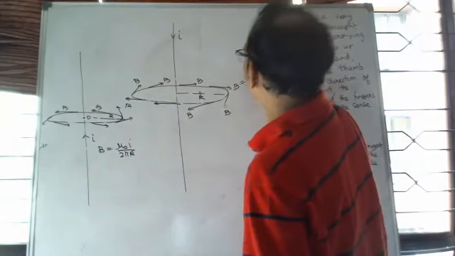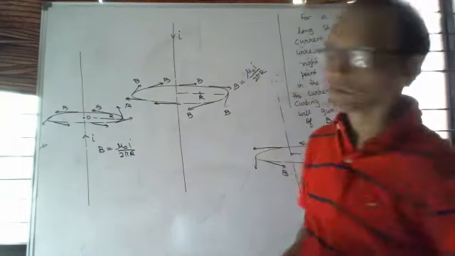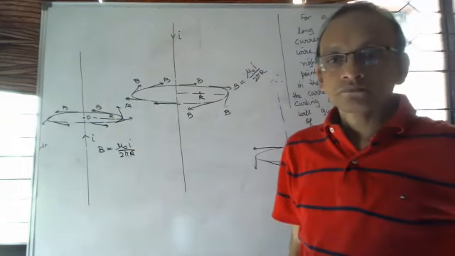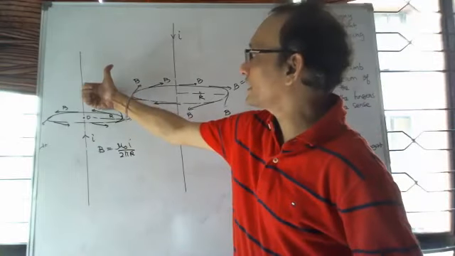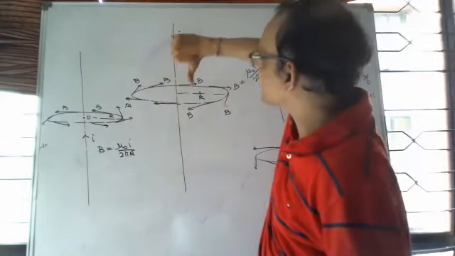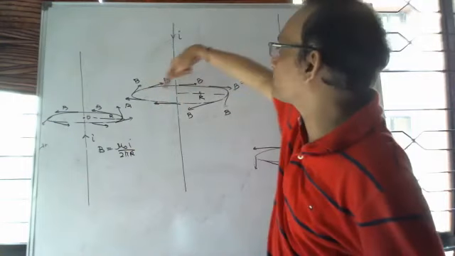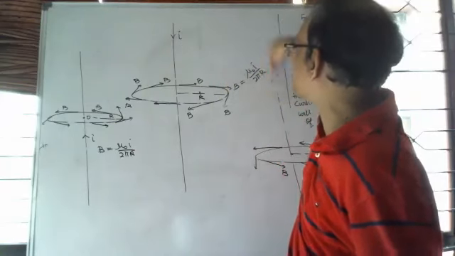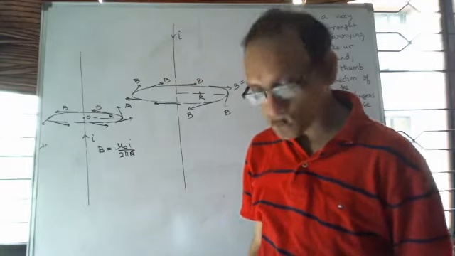And it will be of magnitude mu naught I by 2 pi r. Did you understand what I'm saying? The B lines curl like this. If you do this, the B lines curl like this. And at every point, all these points are at a distance r, so the magnitude of the field will be mu naught I by 2 pi r. Okay?